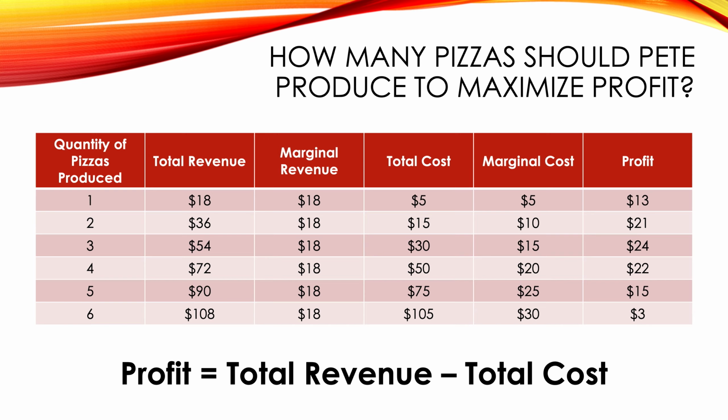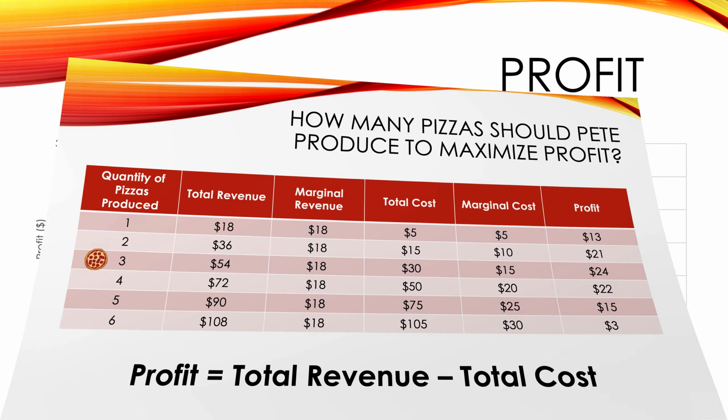Yes, there is. Look where the profit is the greatest, where profit is maximized. And that's what we're looking for. So in this case, how many pizzas should Pete produce to maximize profit? You can probably tell, but the answer is 3, right? When Pete produces 3 pizzas, his profit is $24. And if you look at any of the other numbers there, they're never going to be bigger than 24. That's how much pizza Pete should produce, 3 pizzas.